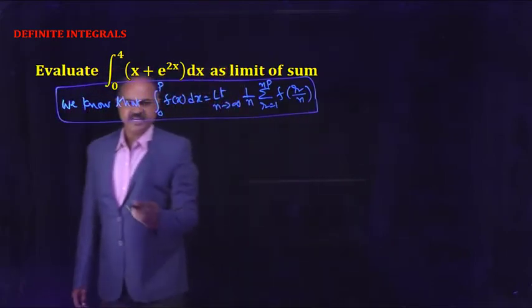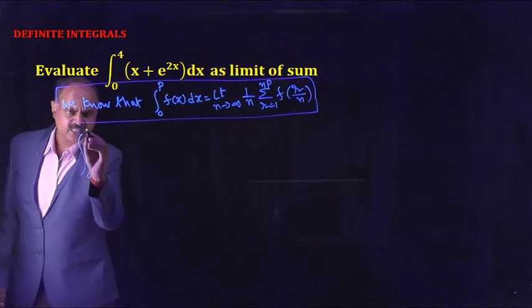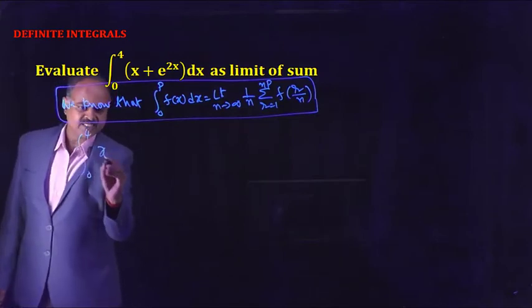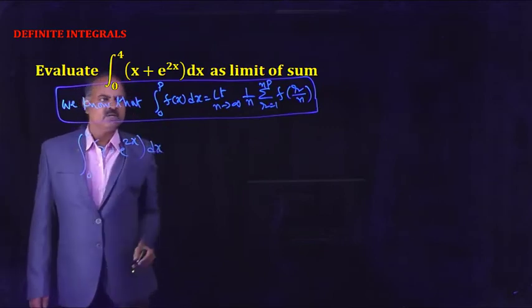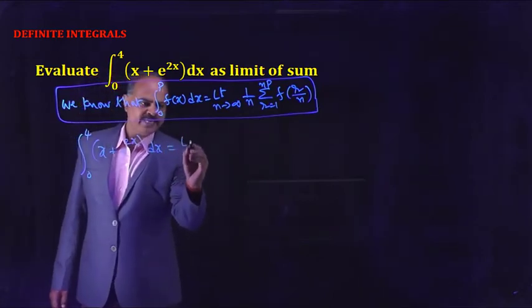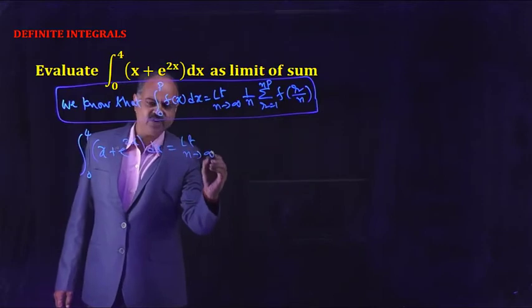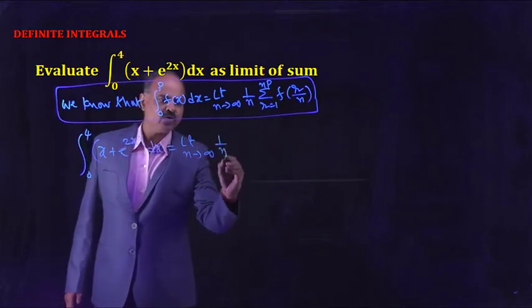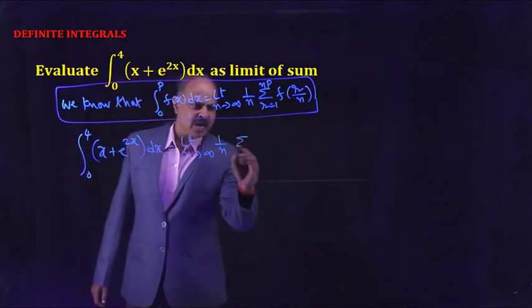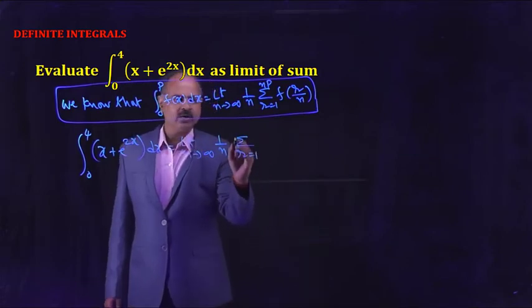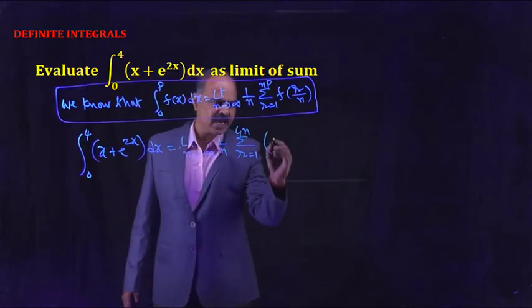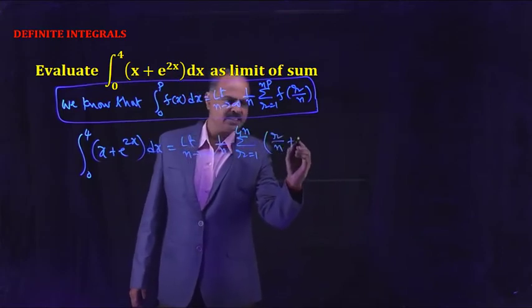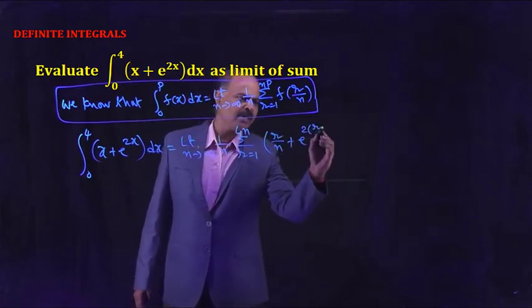Here, given the integral from 0 to 4 of (x + e^(2x)) dx. Now this is equal to the limit as n tends to infinity of 1/n times the sum from r = 1 to 4n of f(r/n), that is, r/n + e^(2·r/n).